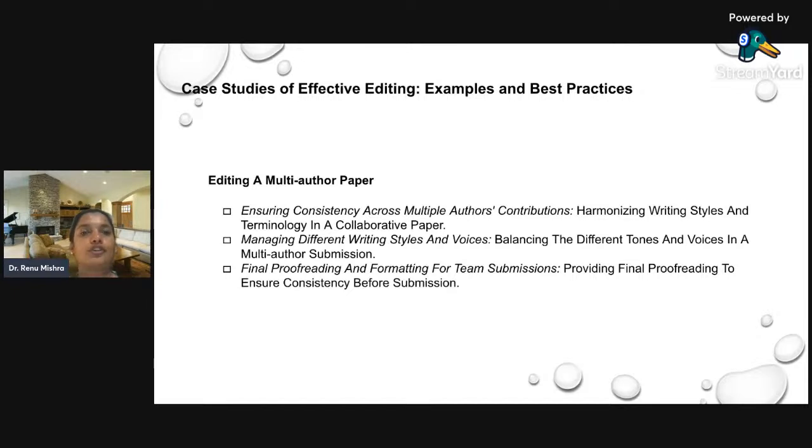So let's say you have chosen authors who write a literature review effectively, so I'm working on my literature review. A particular author works on research methodology effectively, he's working on research methodology. Now editing and proofreading, what does it do? It amalgamates everything. So we are not changing the work, we are just processing and aligning everything together. That's it.